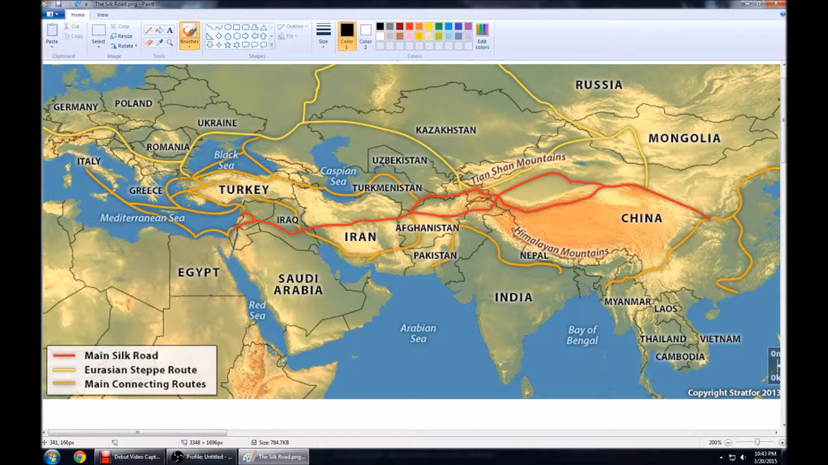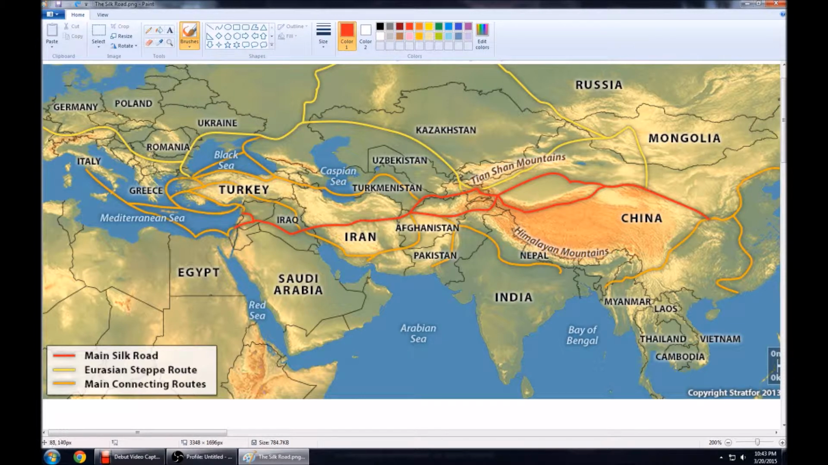So here's a map that shows the Silk Road. We've got this main route in red, and these are just subsidiary routes, the connecting routes, as the key calls it, and then we've got some that go through Eurasia and the steppes.